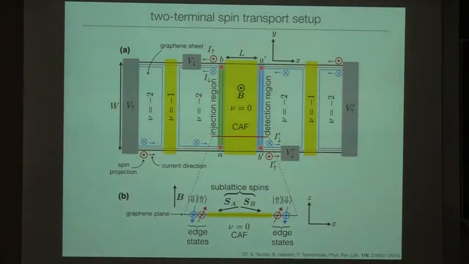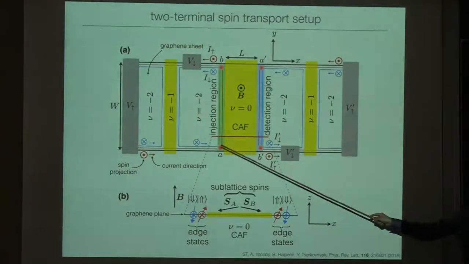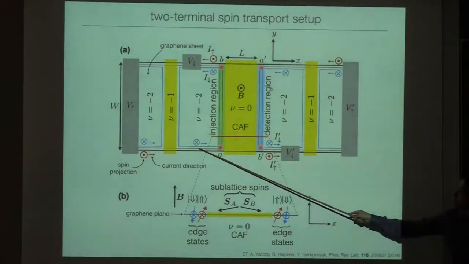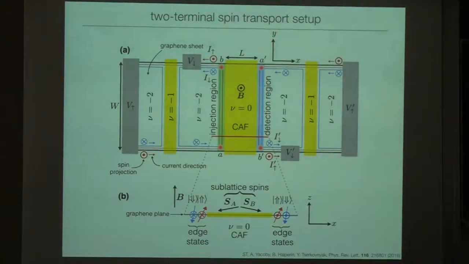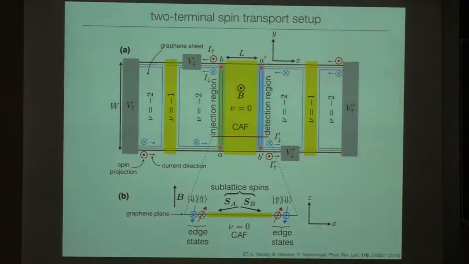You want to elaborate on why you want the nu equals minus 2 regions closest to the CA? Oh, right here. Yeah. So we want this closest here so that we have two spin polarized edges coming in here, which allows us to bring in a spin current. I guess what you're saying is it could be done with a single component.